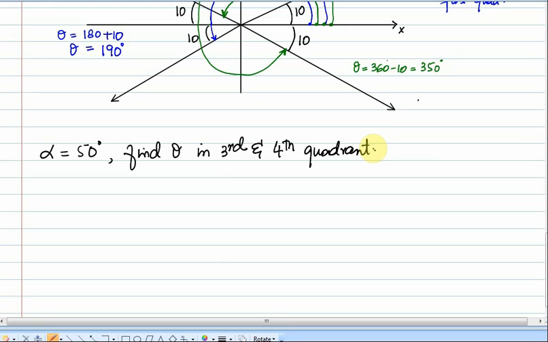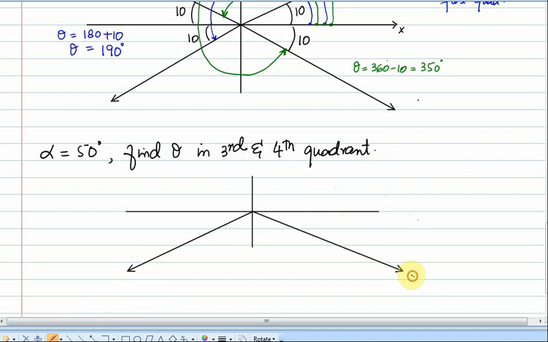Done? Alright. First I will plot the axis. Since I need to find the angle in only the third and fourth quadrant, I will draw the line in only the third and only the fourth quadrant. That is my positive x, positive y. I'm going to highlight the alpha first.